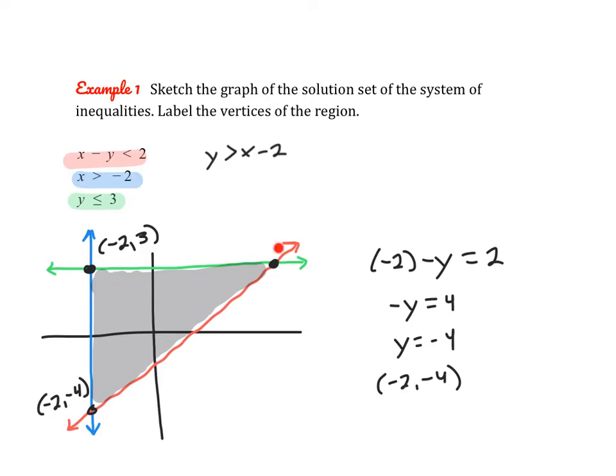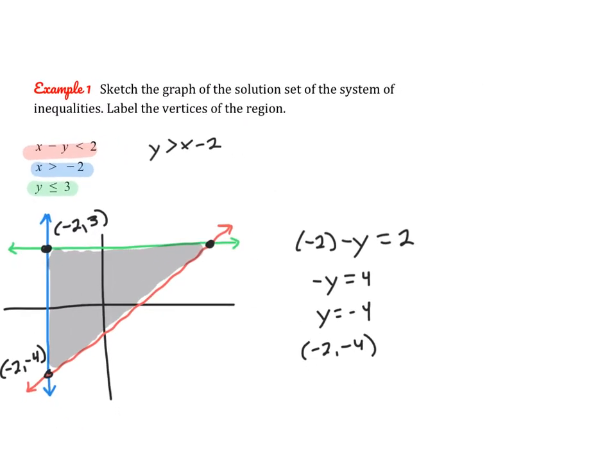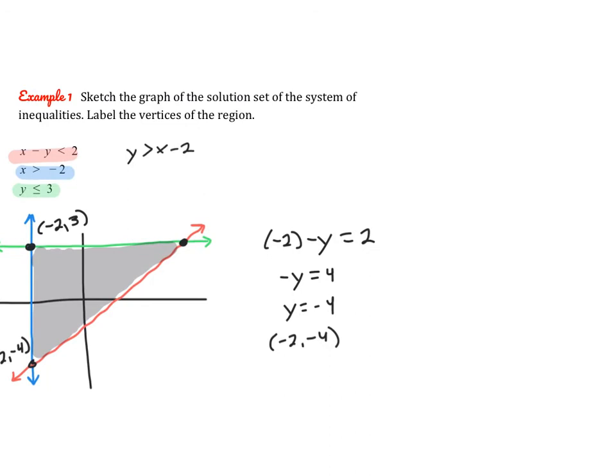And then this coordinate is going to be where the green and the red collide. So I'm going to substitute y equals 3 into our first equation. So we have x minus 3 equals 2. So x is going to be 5. So that's going to be 5, 3. And there you have it. So that's our solution set.